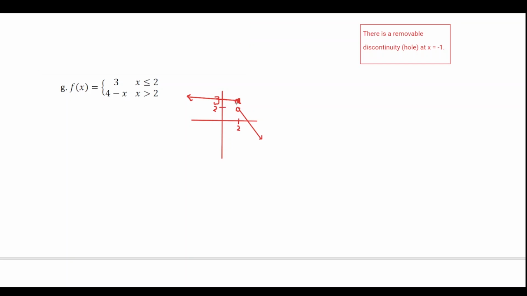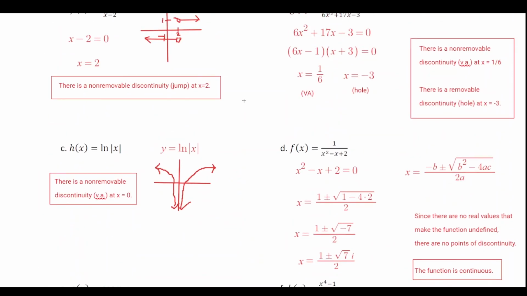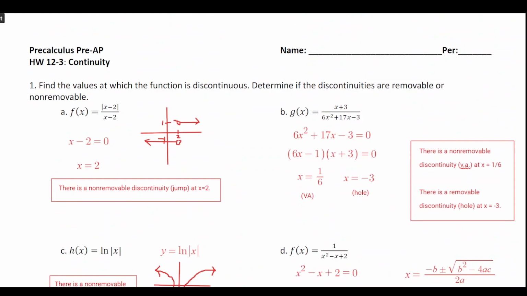So what we can see here is that it is not continuous. There is a discontinuity here. The discontinuity is happening at 2, and since the left and the right hand limits do not match, we're going to call this a non-removable discontinuity, and this is going to count as a jump. It's not a vertical asymptote. It's a little bit more like what's going on with number 1 here.